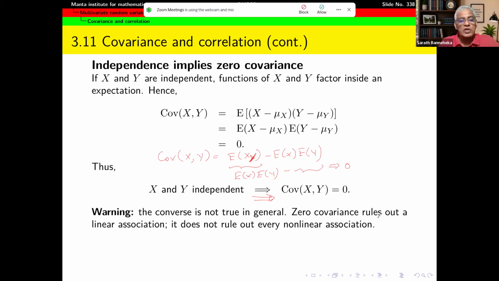Zero covariance rules out a linear association. It does not rule out any nonlinear association. We will understand this better a little later. We will see that the covariance actually measures only the linear association. So therefore, zero covariance means there is no linear association, but there can be a non-linear association.